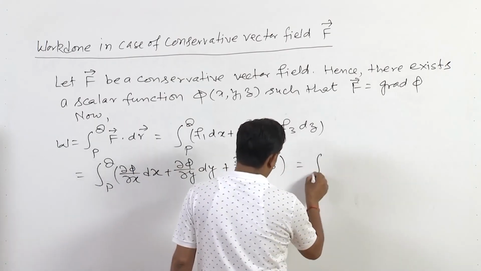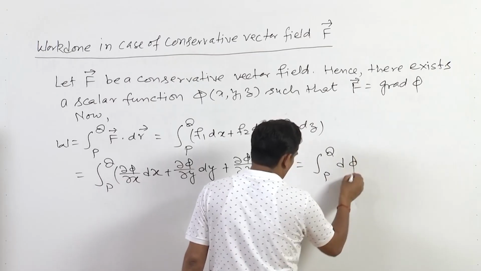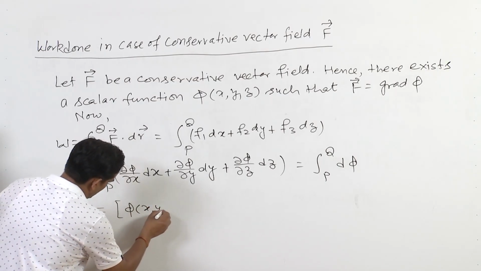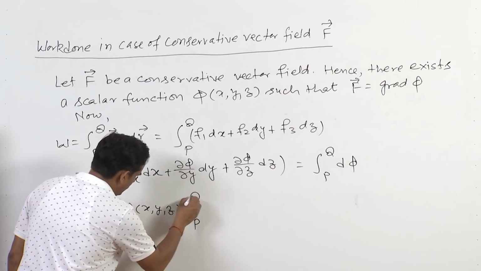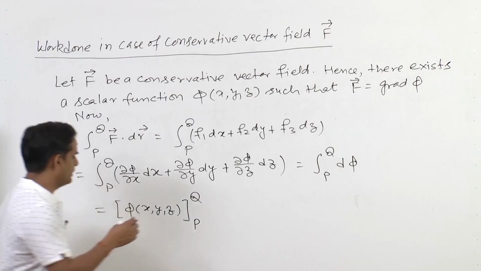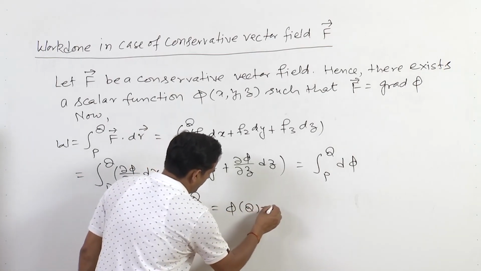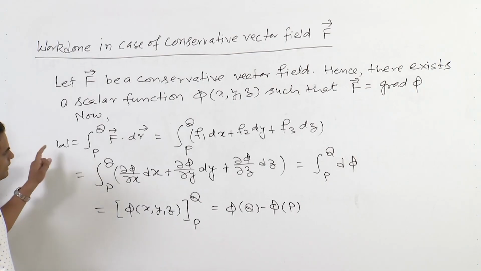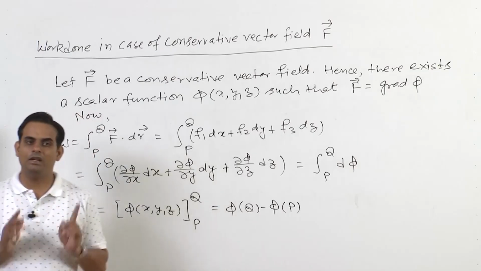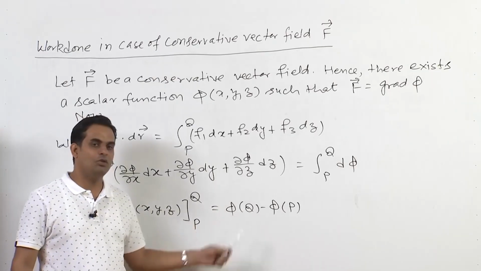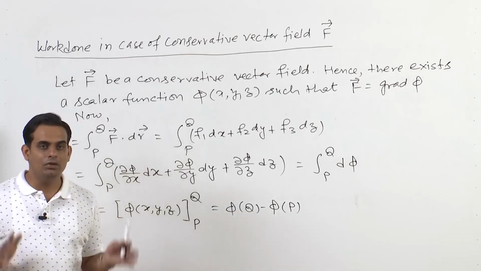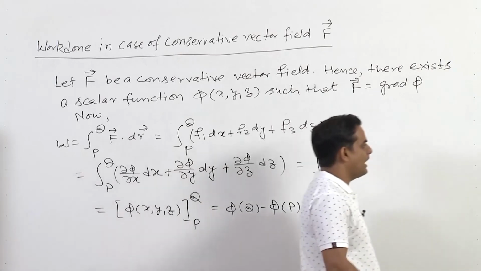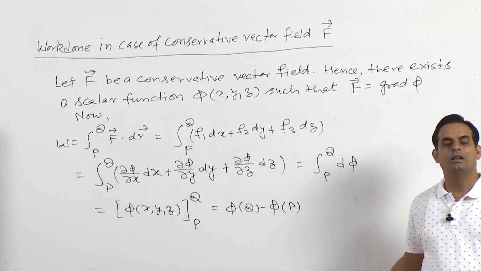And this will become the integral from P to Q of d phi, and if I integrate it, it is simply phi of x y z from P to Q, that is phi Q minus phi P. And hence what we can conclude is that the work done depends only on the initial point and the terminal point, meaning on the point Q and the point P. It has nothing to do with the path moving from P to Q, meaning the work done or line integral in case of a conservative vector field is path independent.